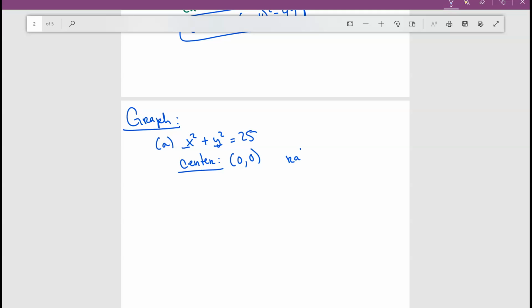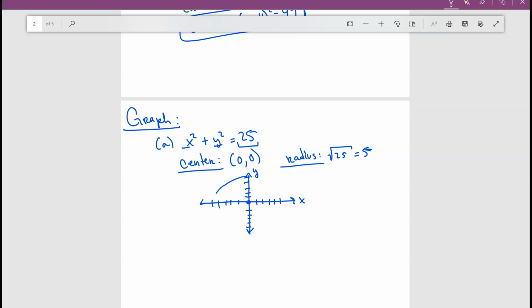Now, what is going to be the radius? Well, the radius is just going to be the square root of whatever this is. That's going to be the square root of 25, which is equal to 5. So all we got to do to graph it is the following thing. So here's my x and y axis. Center is at 0, 0. That's going to be there. And this radius is 5. So what I usually do is I say 5 units this way. 1, 2, 3, 4, 5 units this way, and this way, and this way.